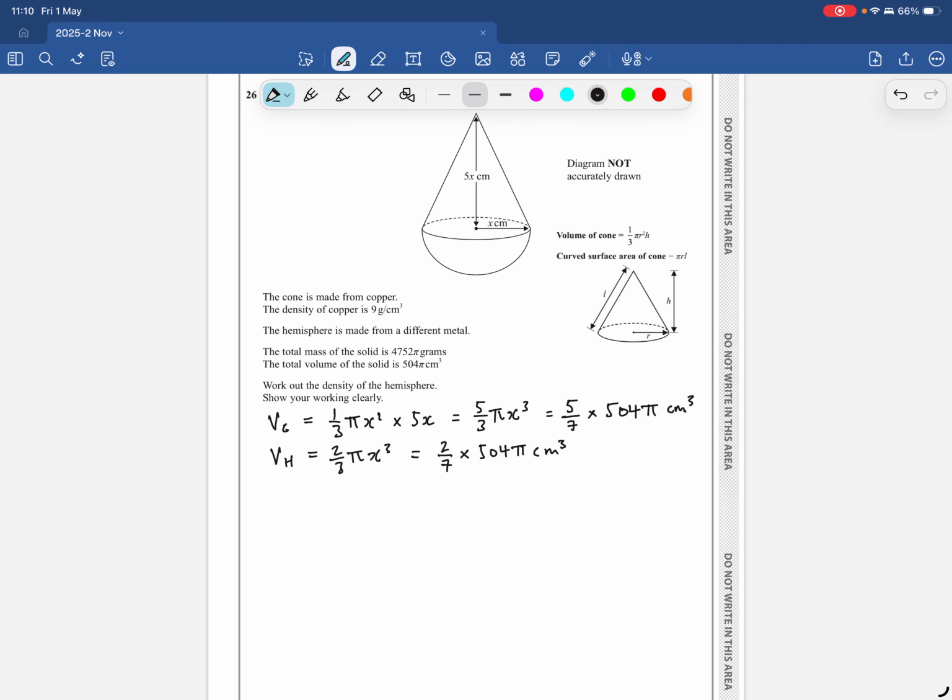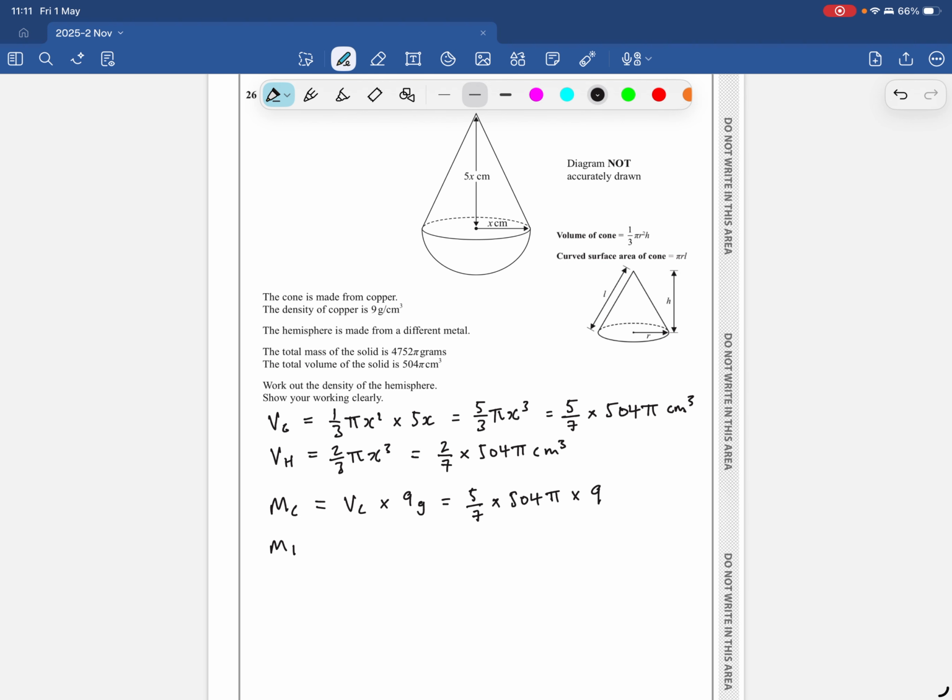That's enough information and enough working there for you to pick up the marks. So now that we've got the volume of the cone and we've got the density of copper, because it's made of copper, we can work out the mass of the cone. So the mass of the cone is equal to the volume of the cone times 9 grams. Why is it times? Well, for every centimetre cubed, we get 9 grams of mass. So that's going to equal 5/7 times 504 pi times 9.